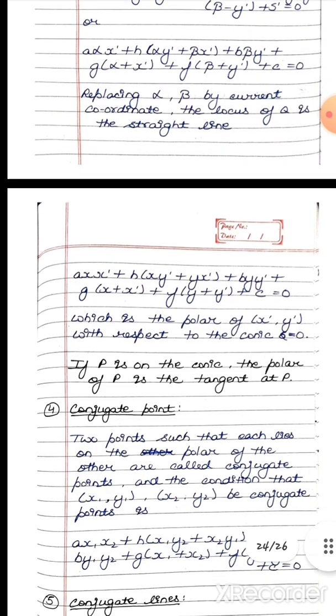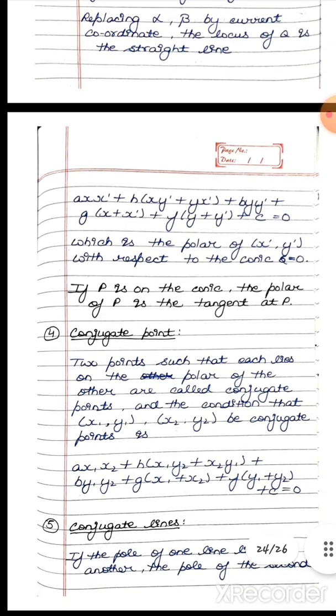So we get axx' plus h(xy' plus yx') plus byy' plus g(x plus x') plus f(y plus y') plus c equals 0, which is the polar of (x', y') with respect to the conic S equals 0. Note, if P is on the conic, then the polar of P is the tangent at P.